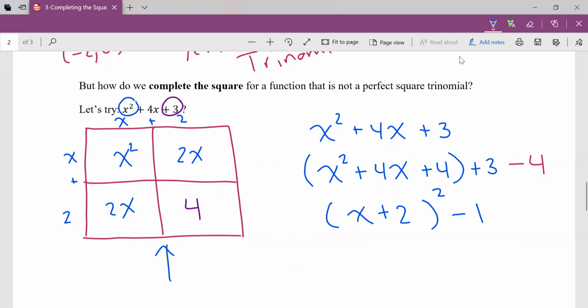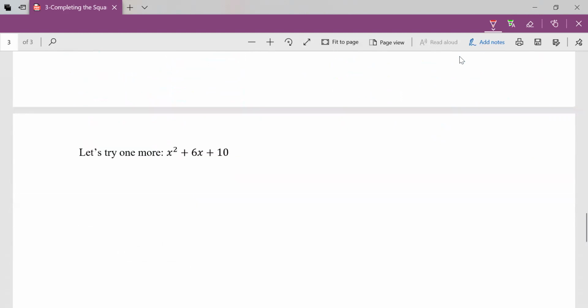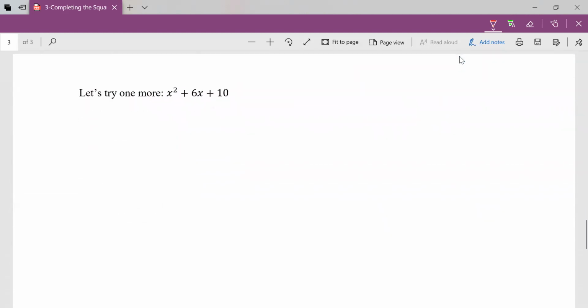So again, what did we do? I looked at the x squared and the 4x, and I used that to figure out my first 3 quadrants of my square. And then I knew the last missing quadrant had to be 2 times 2 for 4. And to get that 4 in there, what I did was I added in 4, but I can't just add in 4 because now it's not worth the same amount. So to balance it, I subtracted that 4. Let's try this one more time. X squared plus 6x plus 10.